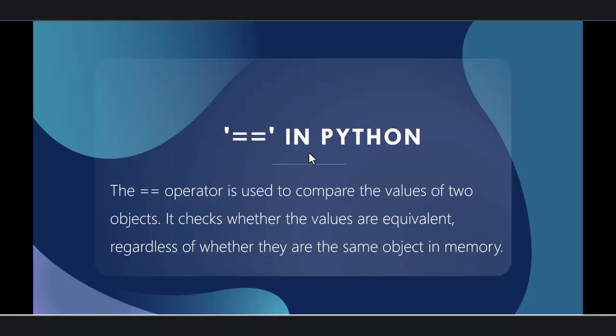Now I'll explain double equals in Python. The double equals operator is used to compare the values of two objects. It checks whether the values are equivalent regardless of whether they are the same object in memory. In the is operator, we compared the memory location of two objects. Here we compare the values of two objects, whether they are equivalent regardless of whether they are in the same memory or not. We are just comparing the values but not the memory.